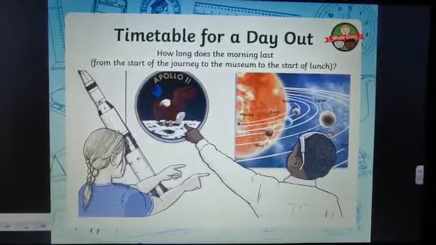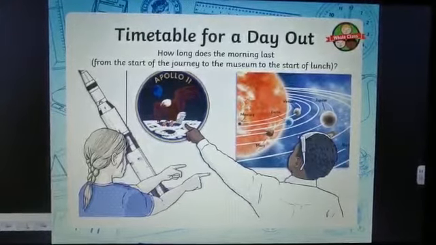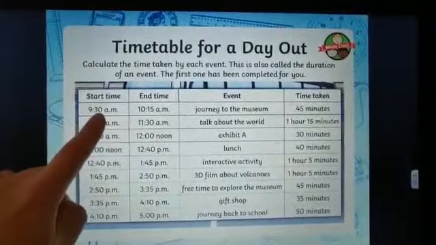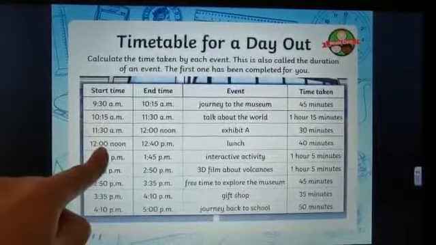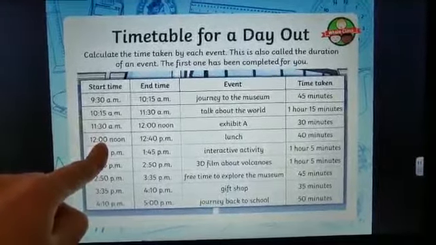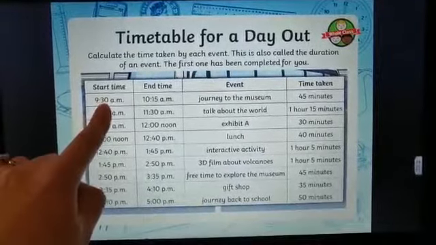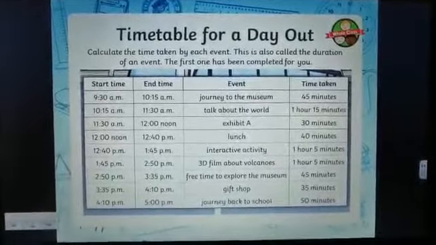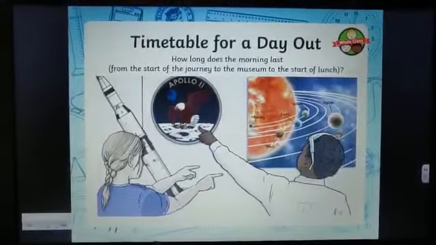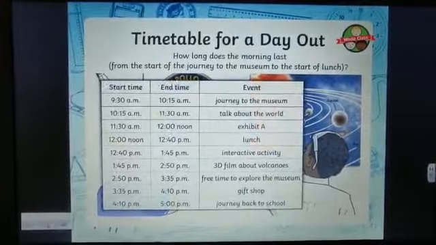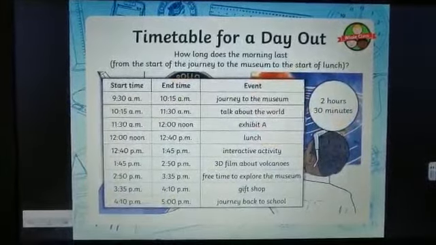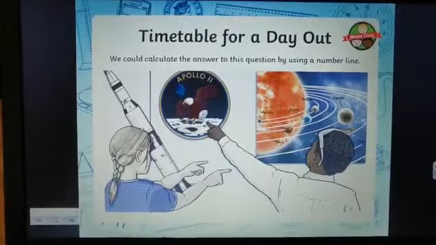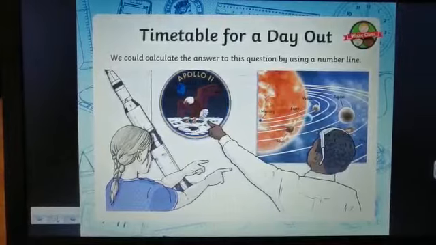How long does the morning last from the start of the journey to the start of lunch? Let's have a look. The start of the journey was at 9:30 a.m. and the start of lunch was 12 noon. So we have to find out how much time is there between 9:30 a.m., which is 9:30 in the morning, and 12 noon, which is midday. And if we can't use the column method, what must we use instead? Well, it takes 2 hours and 30 minutes, and we did that by using a number line. So let's watch to see how we calculated it.